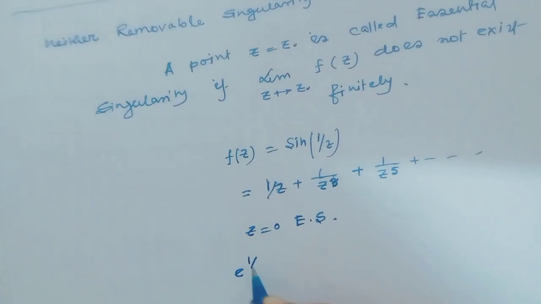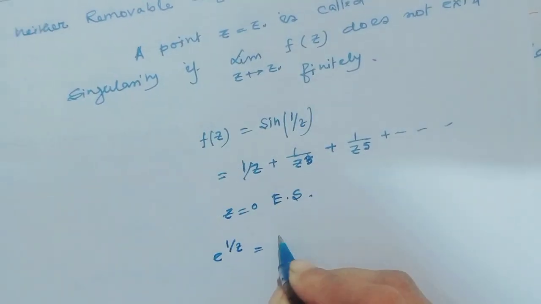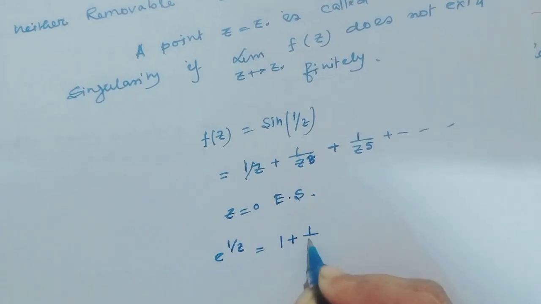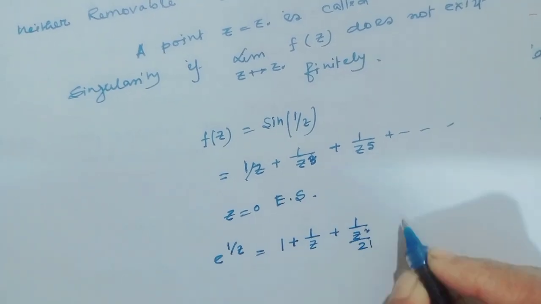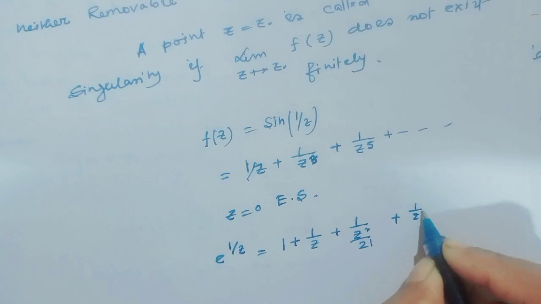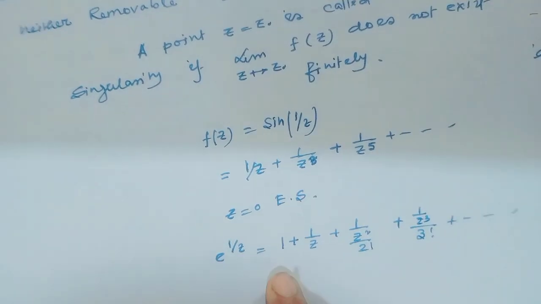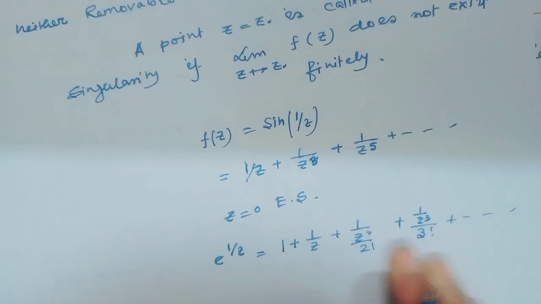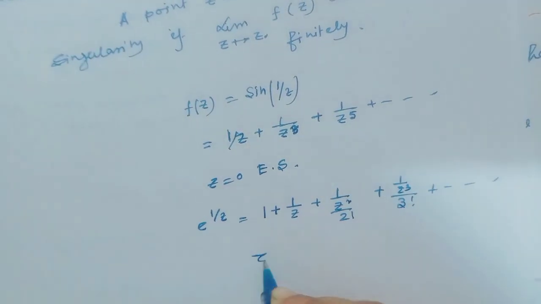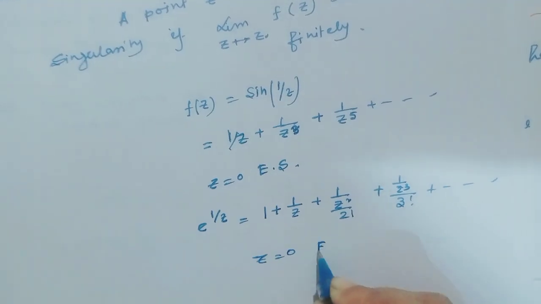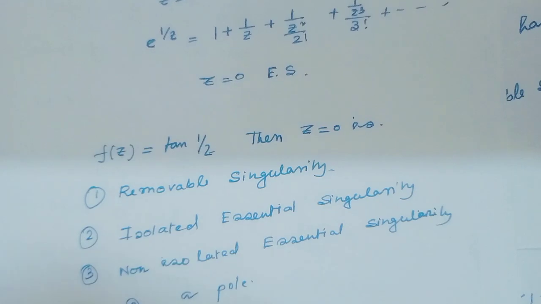Similarly, if you consider e to the power 1 over z, then this is equal to 1 plus 1 over z plus 1 over z square over 2 factorial plus 1 over z cube over 3 factorial, and so on. Here the principal part would continue, so z equal to 0 is also an essential singularity here.